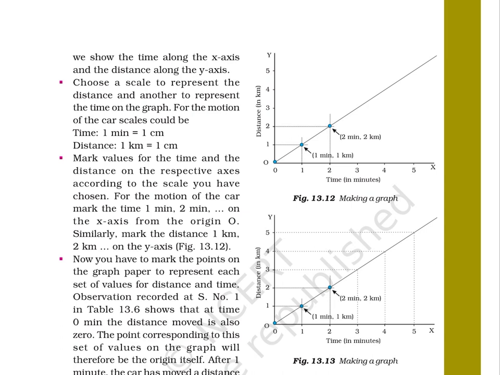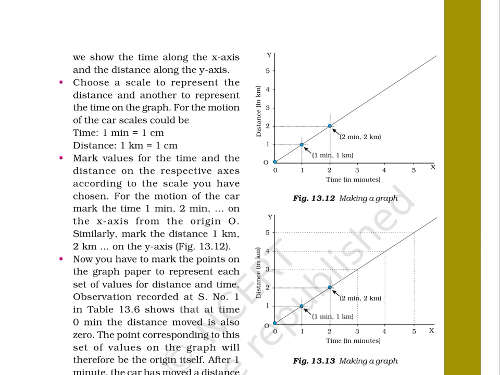4. Mark values for the time and the distance on the respective axis according to the scale you have chosen. For the motion of the car, mark the time 1 minute, 2 minute, etc. on the x-axis from the origin O. Similarly, mark the distance 1 kilometer, 2 kilometer, etc. on the y-axis as you can observe in figure 13.12.